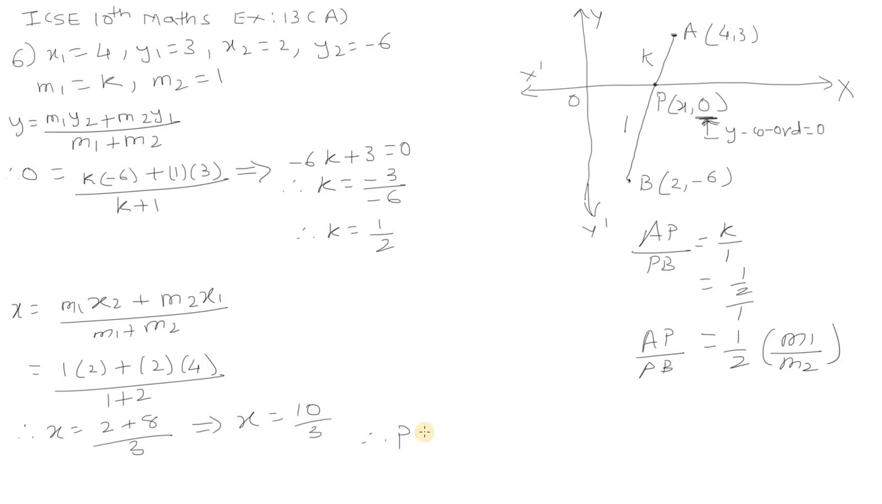Therefore, the coordinates of point P are (10 by 3, 0). Obviously, the y coordinate will be 0. So, this is our answer, and the ratio was 1:2.